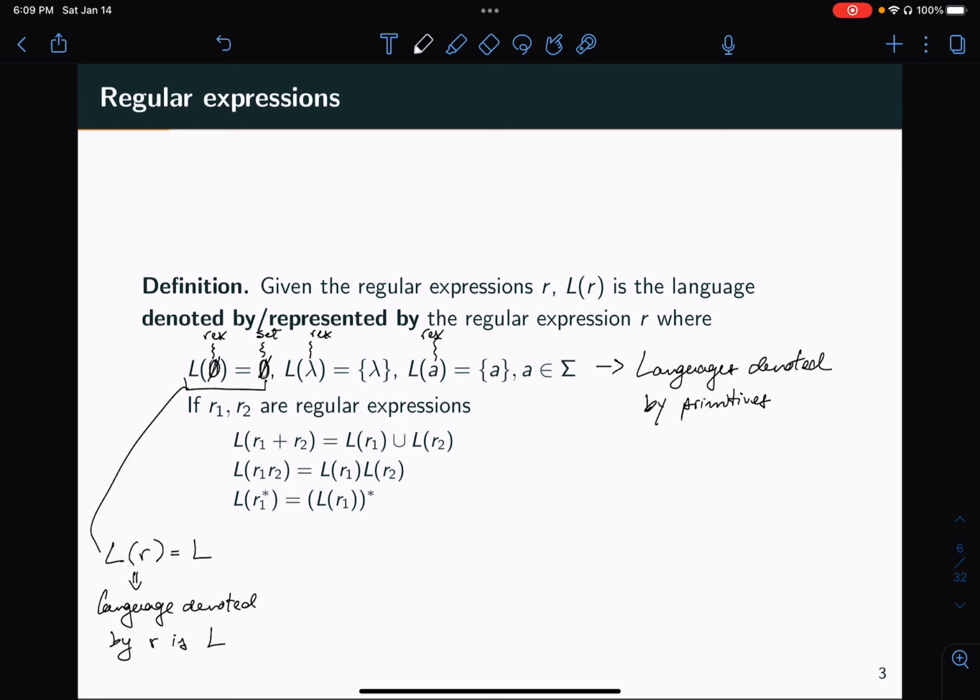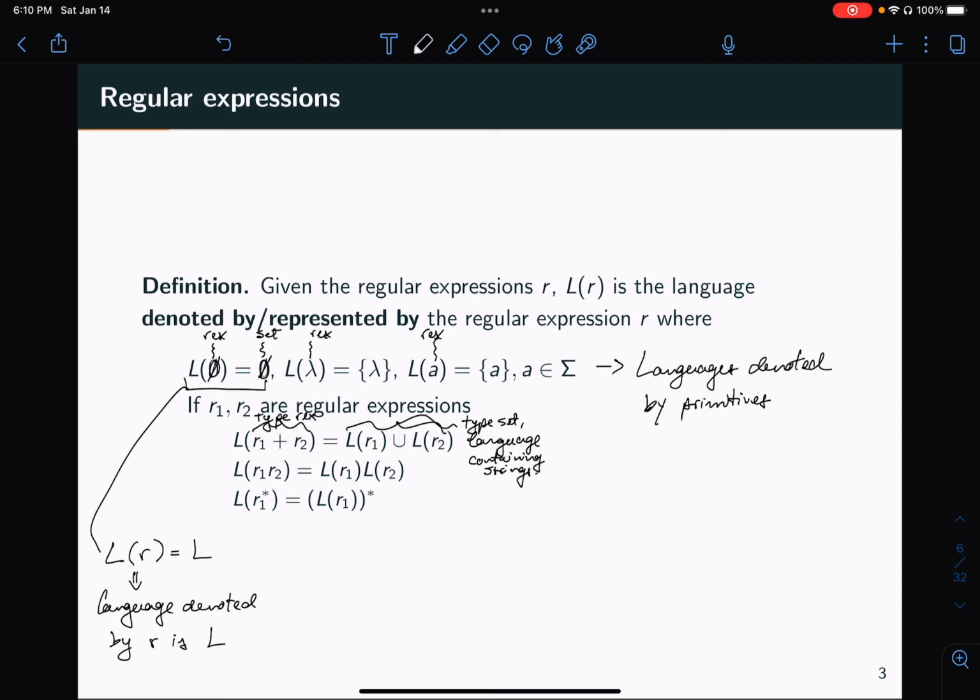And then lastly, just as we can combine the primitive regular expressions into more complex regular expressions, we can do the same thing for the languages that they denote. So if we have two regular expressions, R1 and R2, combined with the plus operator, then the language denoted by this regular expression is the union of the language denoted by R1 with the language denoted by R2. Okay, so all of this expression has type regular expression, and now the right-hand side has type set. So now this is a language containing strings.